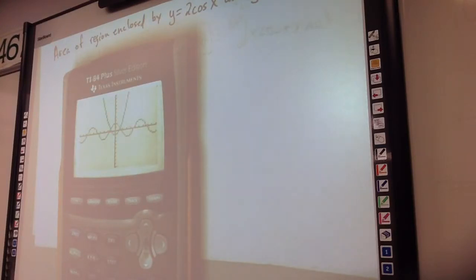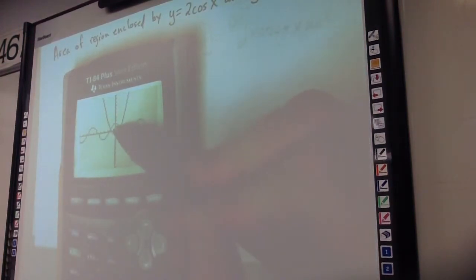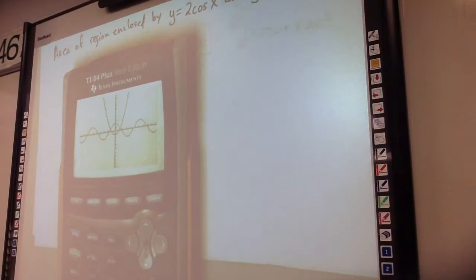Alright, there's what it looks like. How do I zoom out? Awesome graph. This is Zoom 6. You're golden. So we're trying to find the area of the region enclosed by them. So right in there.